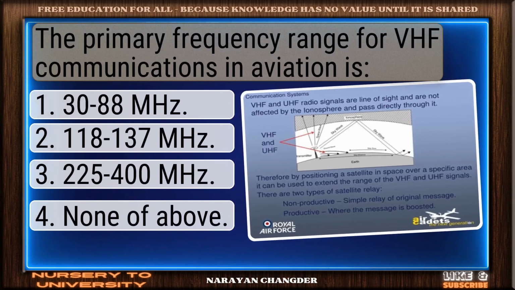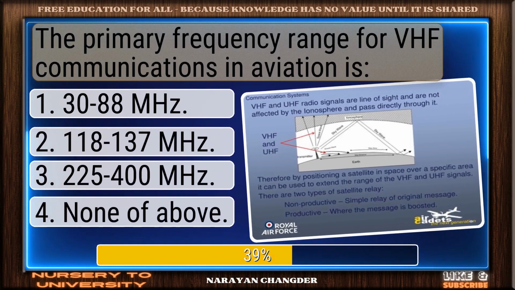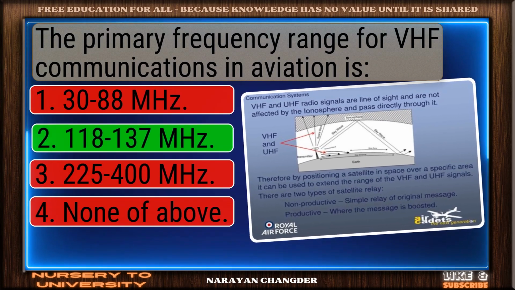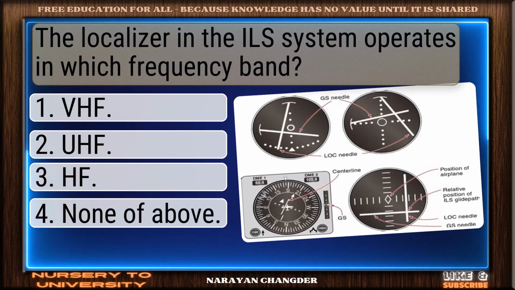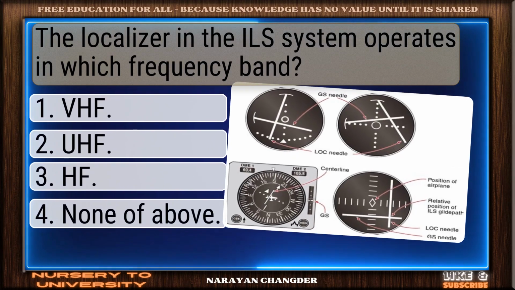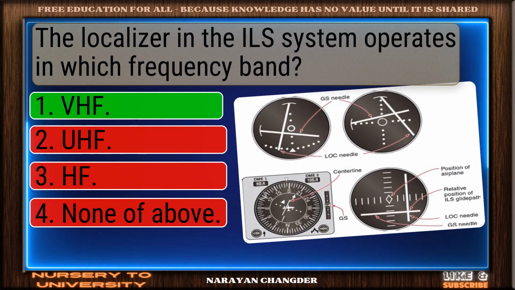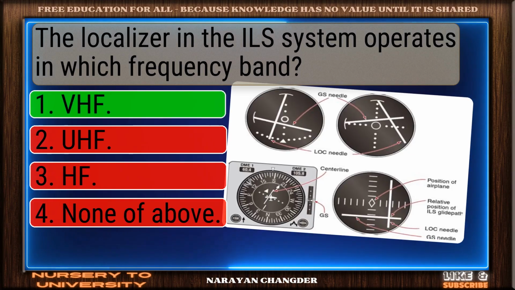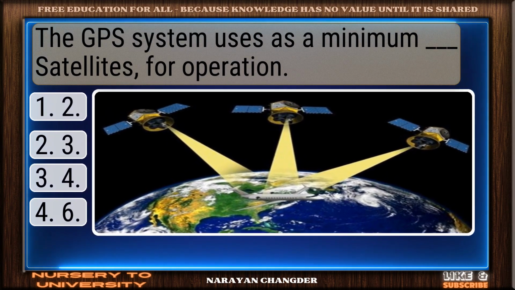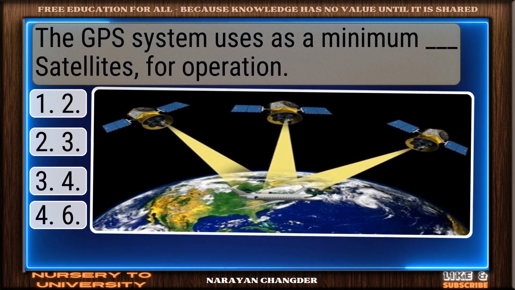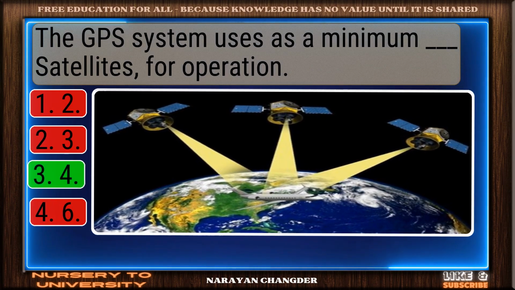The primary frequency range for VHF communications in aviation is... Nicely done. 118-137 MHz is a solid answer. The localizer in the ILS system operates in which frequency band? Solid response. VHF is a valid choice. The GPS system uses a minimum of dash satellites for operation. Well reasoned. 4 is the correct choice.